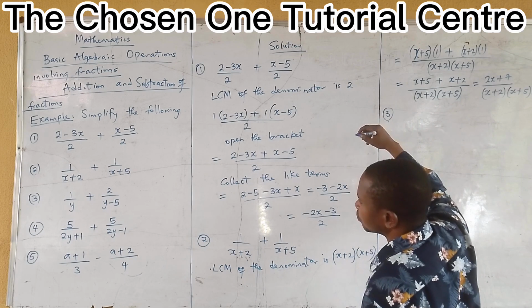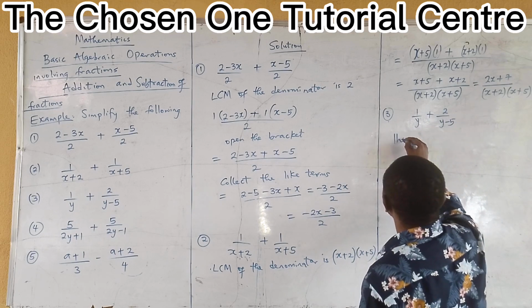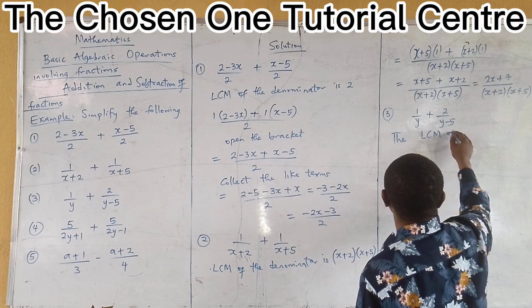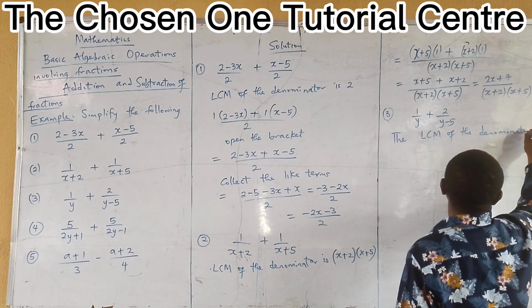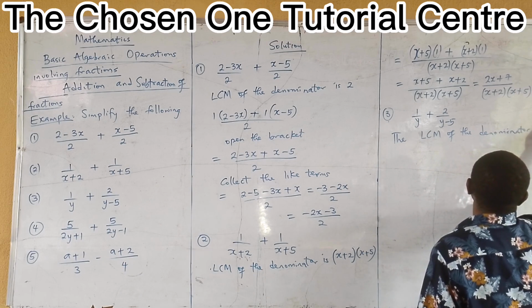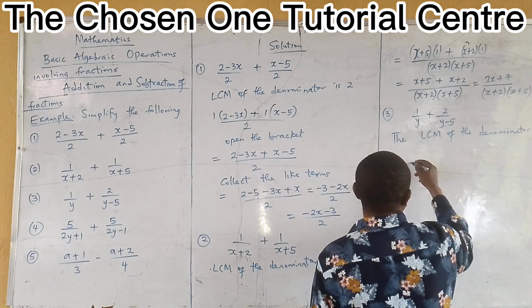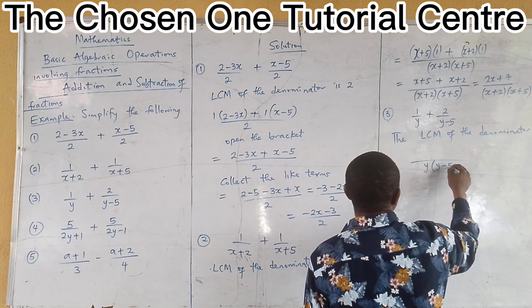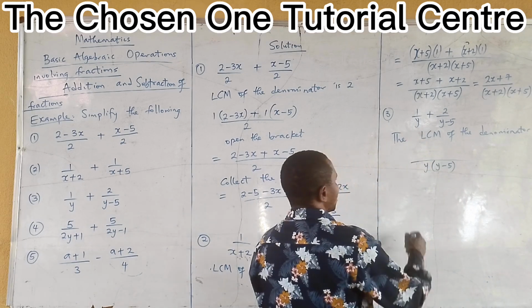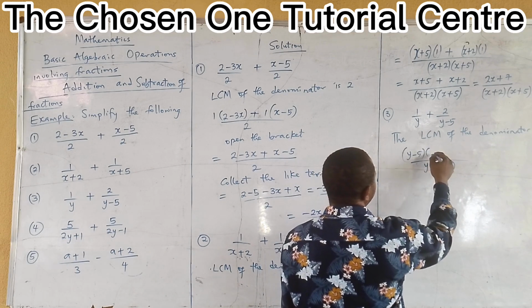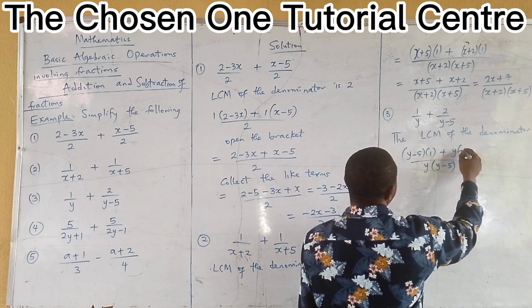Let's solve question 3. We have 1 over y plus 2 over y minus 5. The LCM of the denominators is y in bracket of y minus 5. So we are going to find the LCM, which will be y(y minus 5). y here, it remains y minus 5. So we are going to have y minus 5 in bracket of 1 plus y minus 5 here, so we are going to have y in bracket of 2.